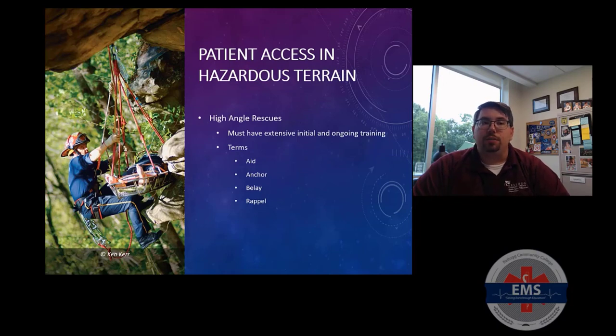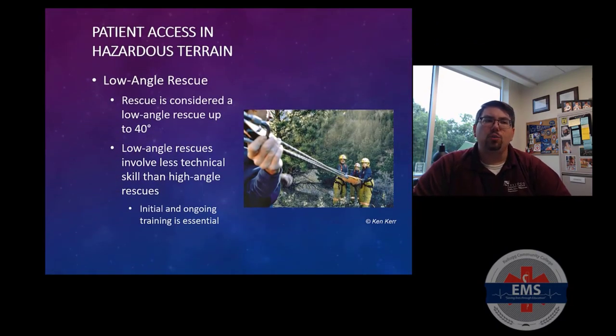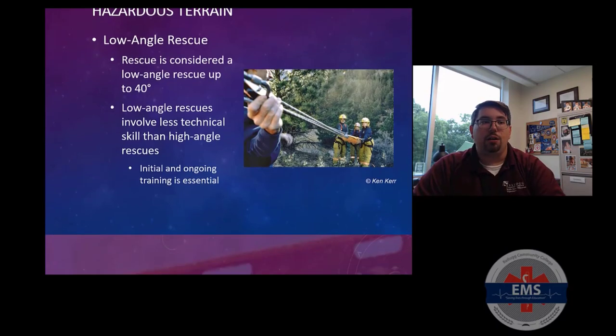We have to be aware of some terminology: aid, anchor, belay, and rappel. These common terms are going to help you communicate and are taught extensively in high angle rescue training. For low angle rescue, again, we're talking about up to a 40-degree angle, but not above. Low angle rescues involve less technical skill than high angle rescue, but it may still involve some additional training, and ongoing training is going to be essential as a paramedic in maintaining your ability to facilitate the rescue and again provide that continuous patient care.